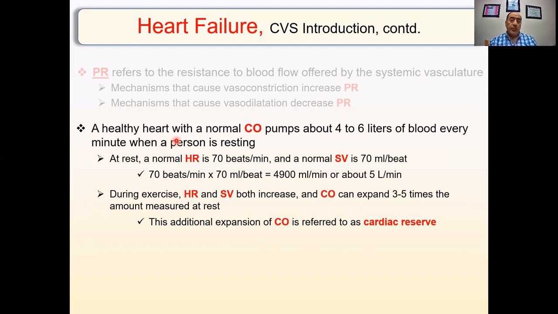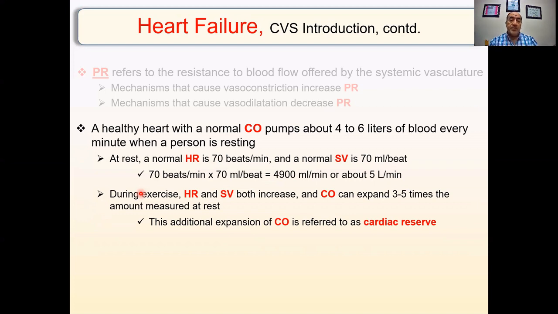A normal healthy heart with normal cardiac output pumps usually between 4 to 6 liters of blood every minute when the person is resting, no exercise. So the stroke volume usually is 70 milliliters per beat, and the heart rate is 70 beats per minute. Multiply this by this, it will bring you up to about 5 liters per minute. However, during exercise, the cardiac output expands like 3 to 5 times. So instead of 5 liters per minute, it goes to about 10 or 15 liters per minute, maybe 20 liters per minute.